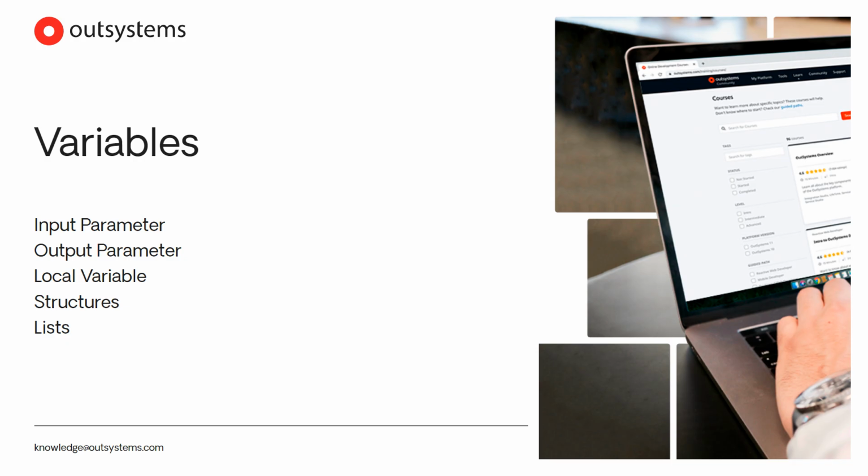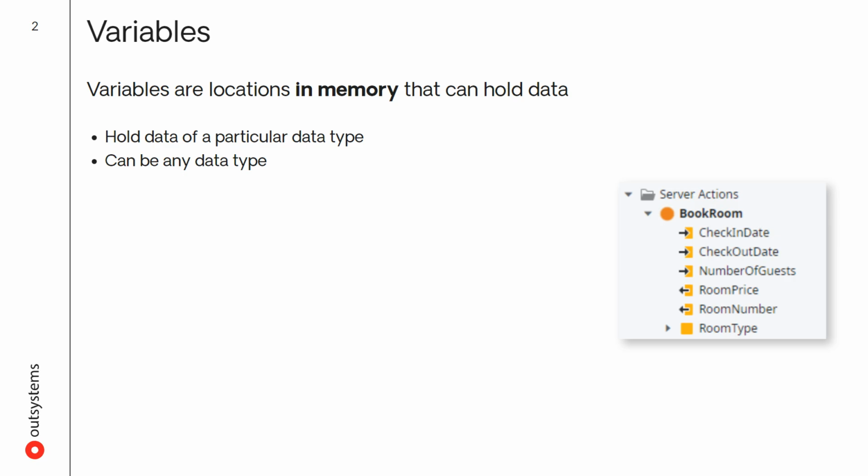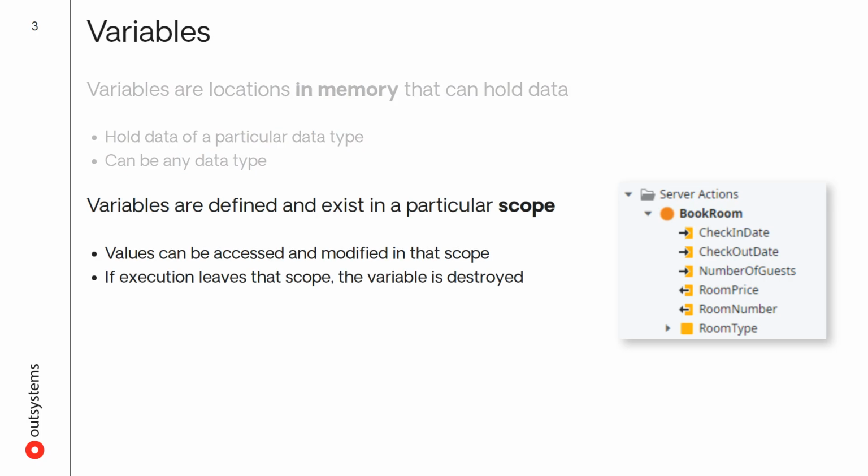Let's get started. Variables are locations in memory that can hold data. They will hold data of a particular data type, which can be any data type that we want it to be. A variable is defined and will exist in a particular scope, so that means that the value can be accessed and modified inside of that scope.